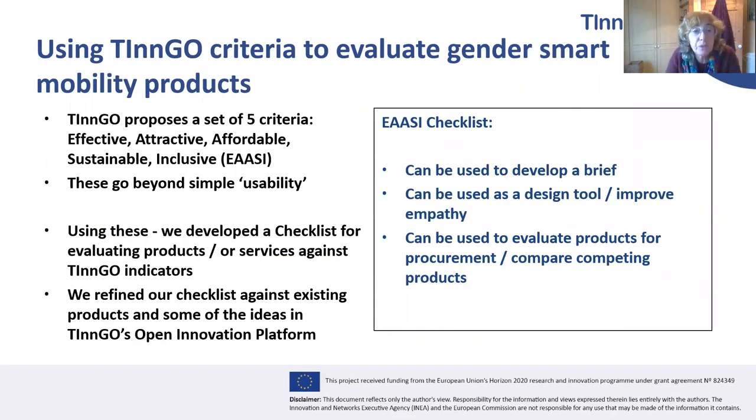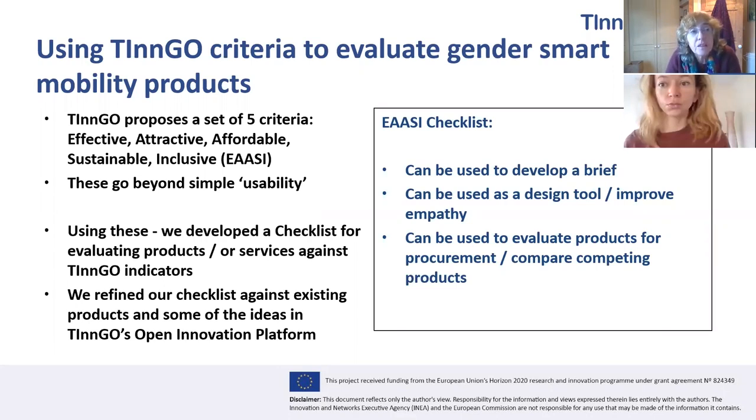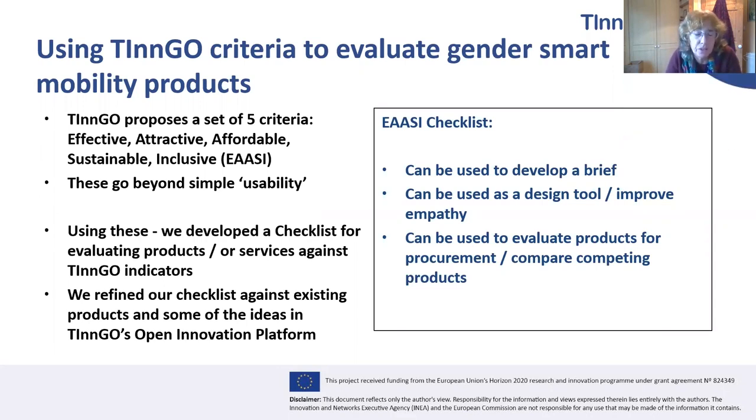So within TInnGO, we have 5 criteria that have been proposed: effective, attractive, affordable, sustainable, and inclusive. And these go well beyond simple usability. So you can't really just use a usability checklist to get at these criteria. So we developed the checklist for evaluating products against the TInnGO indicators. And we've refined this checklist against some existing products and against some of the ideas in the Open Innovation Platform. So we've improved it as we've gone along.